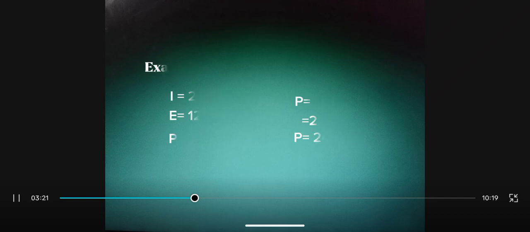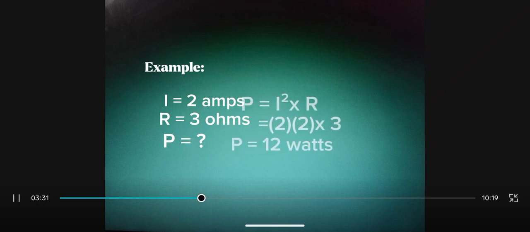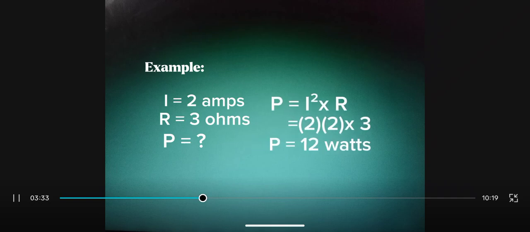So for the next example, we have I equals amps, then resistance in ohms, then we're going to look for power. So here right beside is the answer of that example. Just multiply the second power of current times resistance, then you're going to get the total amount of power, 12 watts.